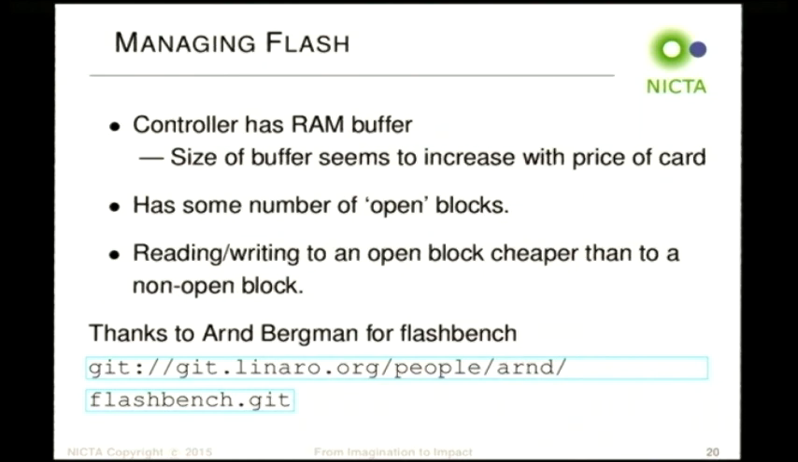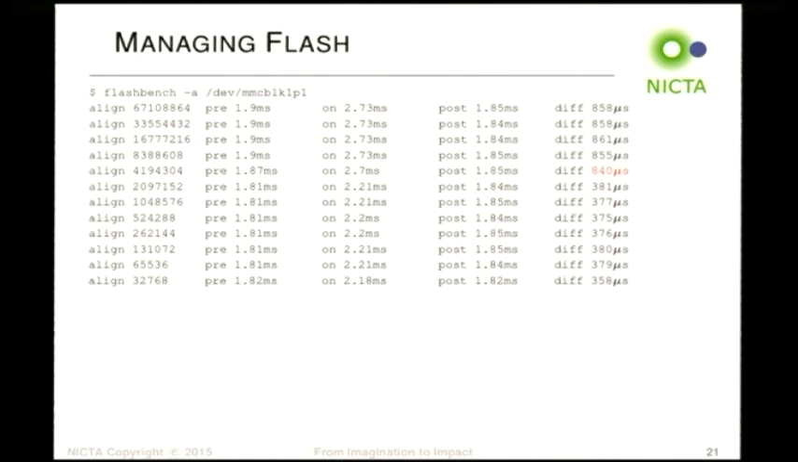Arndt Bergmann wrote a tool, FlashBench, which you can get off Git. It's a really, really nice tool. Or it's in Debian, you can just apt-get install it. And you say FlashBench -a on a directly connected flash controller. If you're using a USB adapter, forget it. This has got to be something that's directly attached, otherwise you won't get the timings.